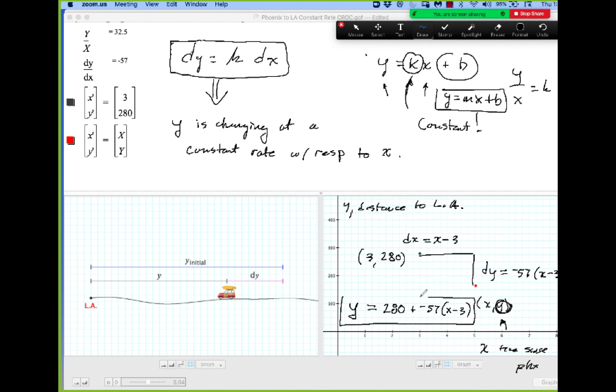So what did we just write? We just wrote all ordered pairs, all xy correspondence points of time since Phoenix and distance to LA.